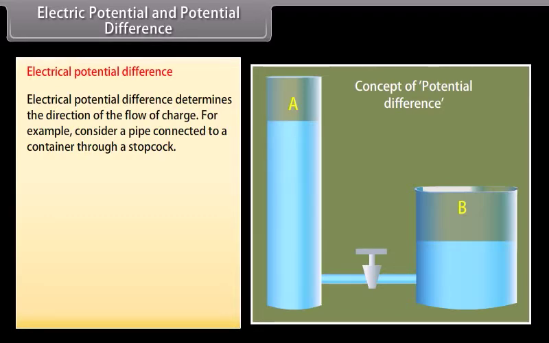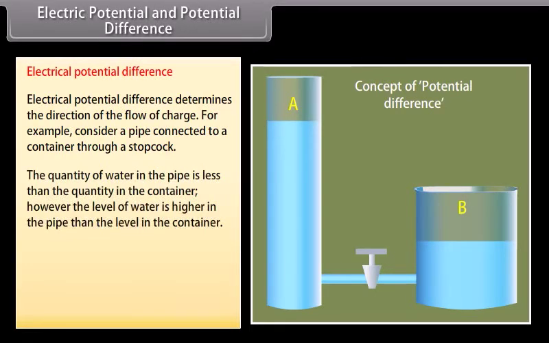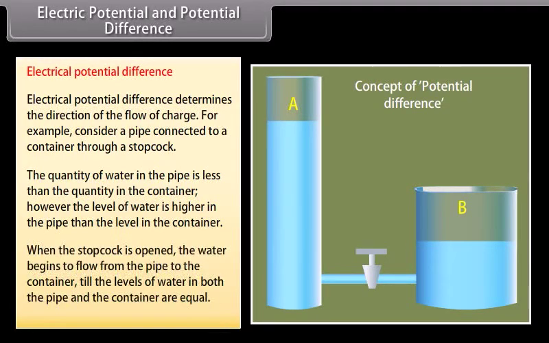For example, consider a pipe connected to a container through a stop cock. The quantity of water in the pipe is less than the quantity in the container. However, the level of water is higher in the pipe than the level in the container. When the stop cock is opened, the water begins to flow from the pipe to the container till the levels of water in both the pipe and the container are equal. This shows that it is not the quantity of water but the level of water which decides the direction of flow of water. It is the potential difference that is responsible for the flow of water.